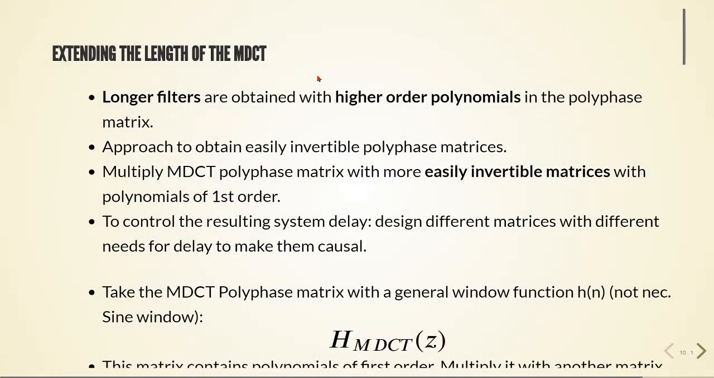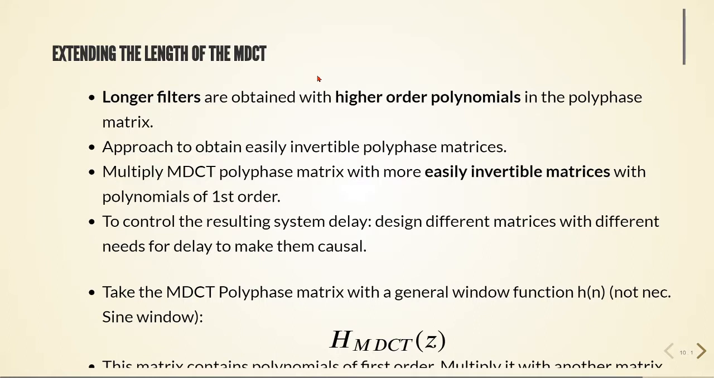We will now take a look at how to obtain better filters and longer filters, extending the length of the MDCT, but without having an impact on the system delay. So longer filters are obtained with high order polynomials in the polyphase matrix. Our approach is to obtain easily invertible polyphase matrices.